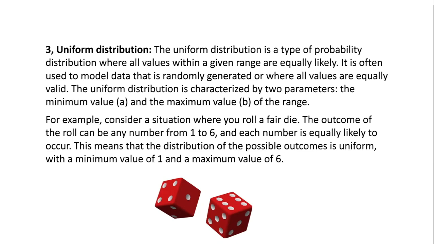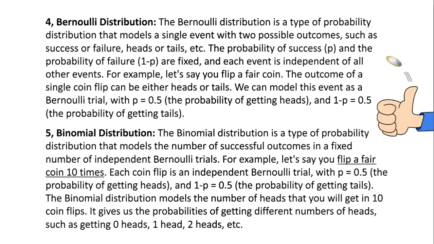For example, consider a situation where you roll a fair die. The outcome of the roll can be any number from 1 to 6, and each number is equally likely to occur. This means that the distribution of the possible outcomes is uniform, with a minimum value of 1 and a maximum value of 6.